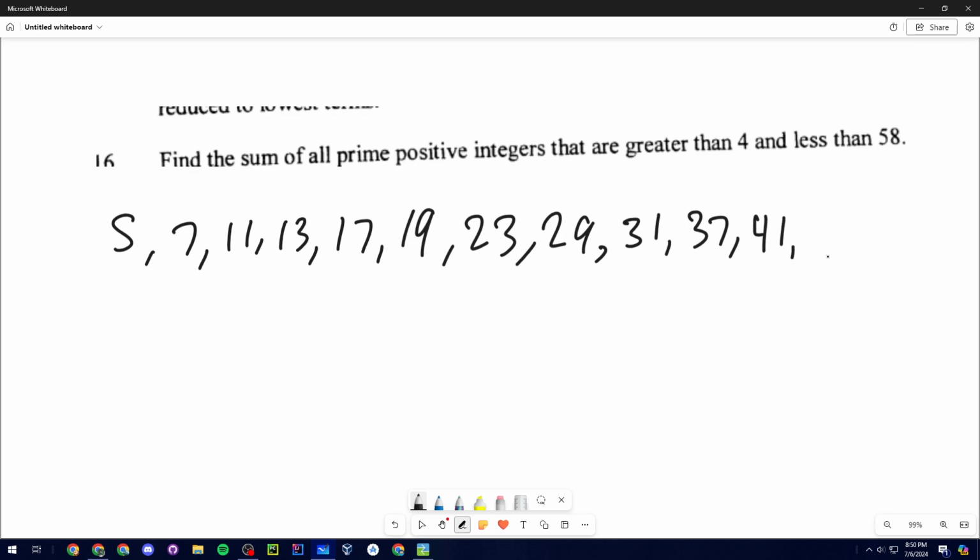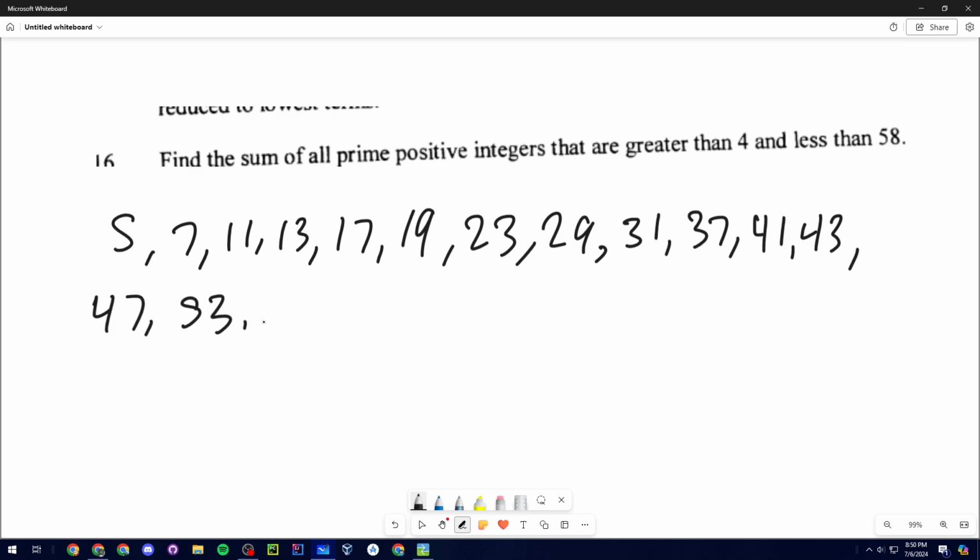41, 42, 43, 44, 45, 46, 47, 48, 49, 50, 51 is divided by 3, 52, 53, 54, 55, 56, and 57 is divided by 3.